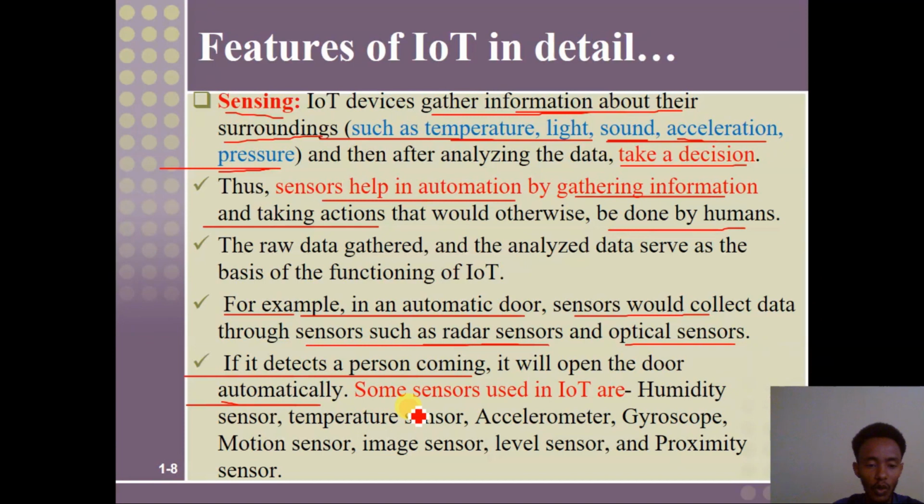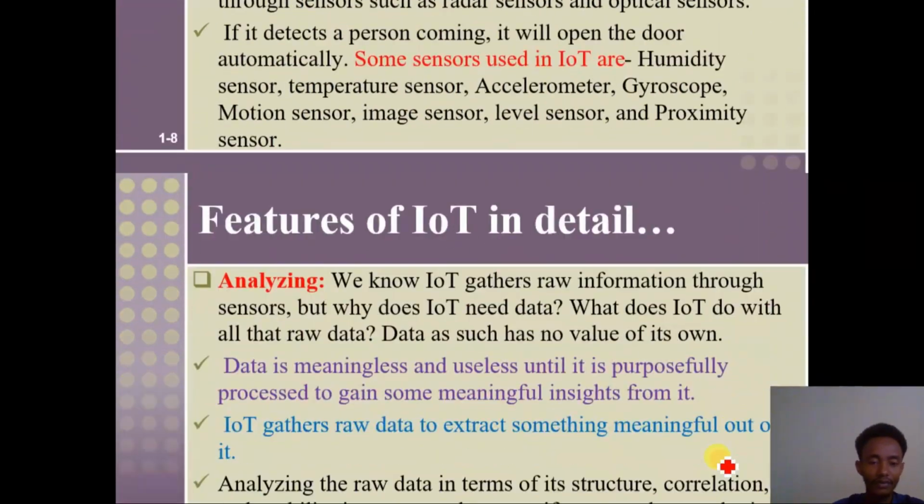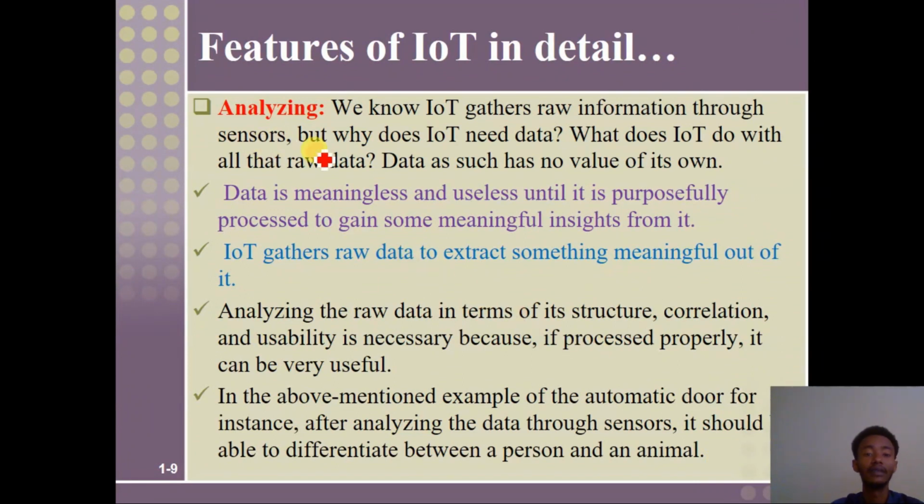So there are also some sensors used in IoT, and there are many different IoT sensors. For example, humidity sensors, temperature sensors to sense the temperature of the environment, accelerometers, gyroscopes, motion sensors, image sensors, level sensors, and also proximity sensors. There are different sensors which have different functions according to the purpose they have been intended for.